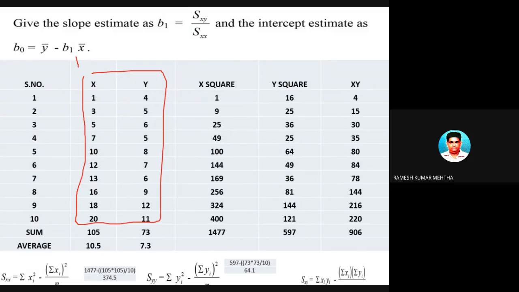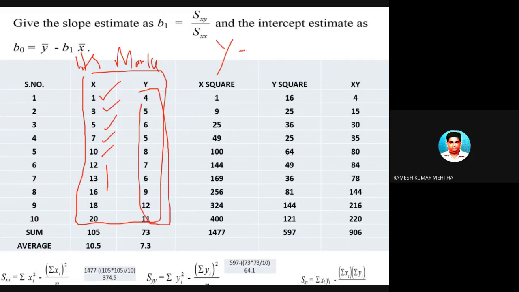This is the number of hours studied, and this was the number of marks secured. So number of hours studied 1, 3, 5, 7, 10, so on and so forth, and this was the marks. From this, what you have to find out? Can I develop a model y is equal to a plus bx? That is our headache. And these are the values of x: 1, 3, 5, 7, 10, so on and so forth.